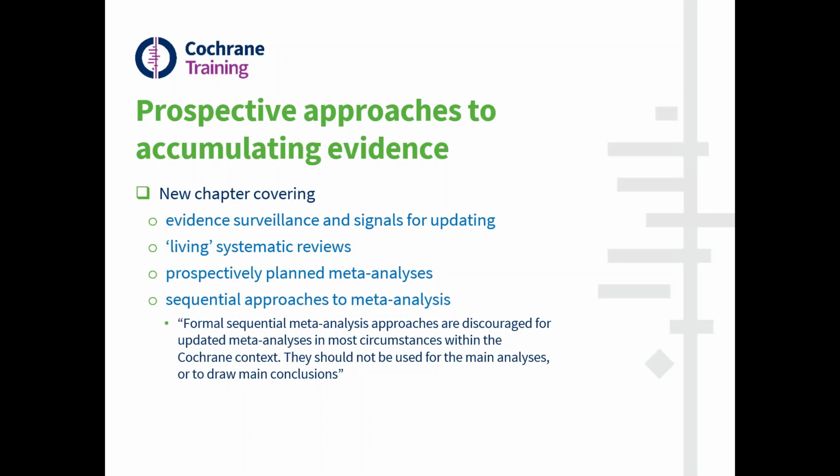We still have the content on prospectively planned meta-analyses, and we've added a reasonably lengthy exposition of sequential statistical approaches to meta-analysis. But after a lot of thinking and a recommendation from Cochrane's relatively newly set up scientific committee, it concludes with this, and I've pulled out the quote: formal sequential meta-analysis approaches are discouraged for updated meta-analyses in most circumstances within the Cochrane context. They should not be used for the main analyses or to draw main conclusions. And the rationale for that conclusion is provided in the handbook chapter.